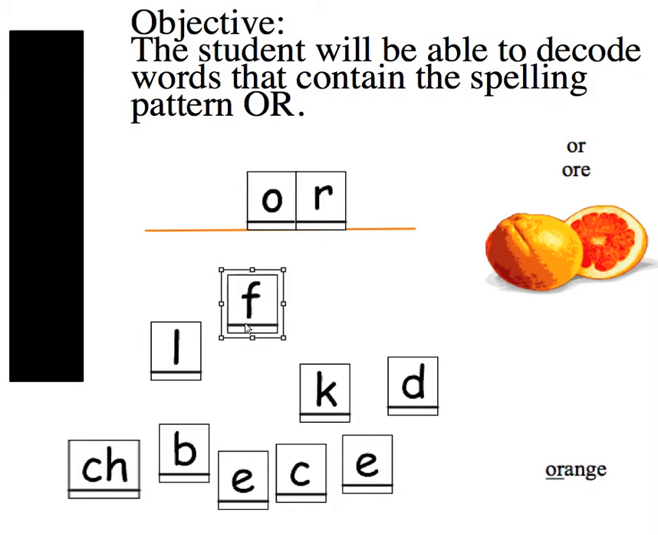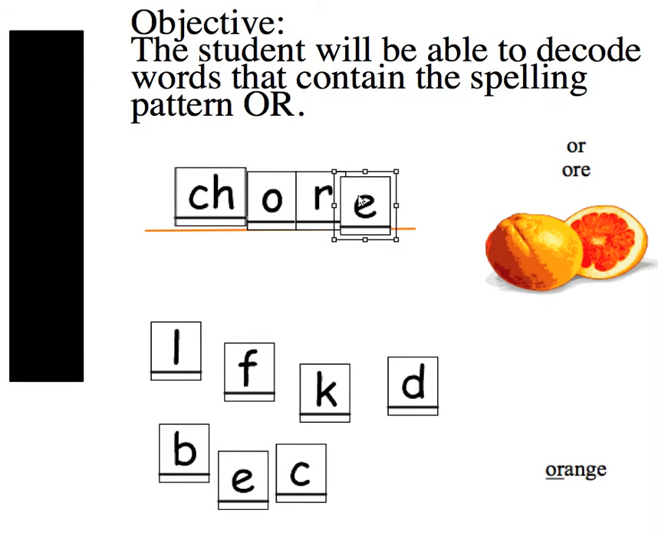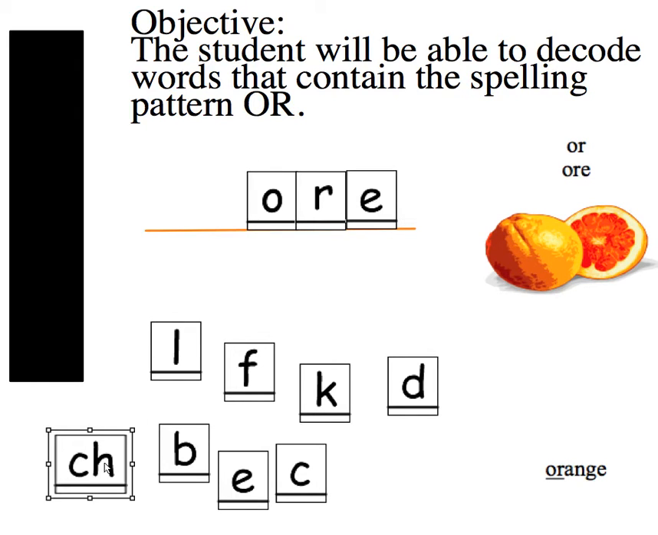Let's try another combination of words. How about, that's not a real word. Let's add the silent E to the end. We use that E a lot on OR words. Did you say chore? Very good.